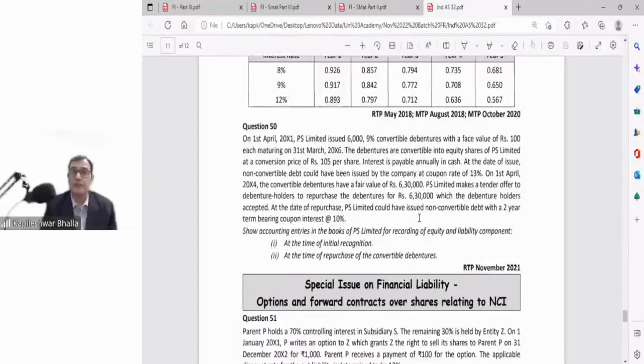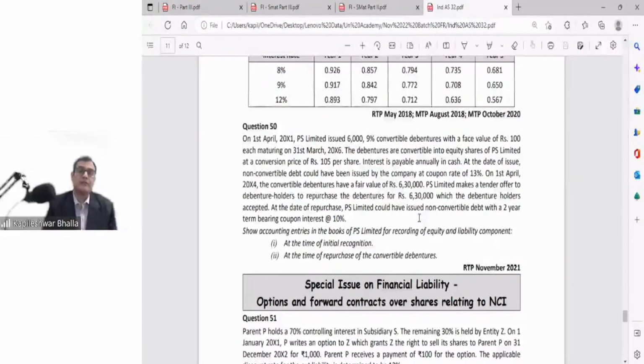Then he says on 1st April X4, which is just 3 years later, the convertible debentures have a fair value of 6,30,000, and the company PS Limited makes a tender offer to the debenture holders to repurchase at 6,30,000, which the debenture holders accepted. So it's a case of early redemption. The life of the instrument was maturing in March X6, but they made an offer on 1st April X4, and the debenture holders accepted early redemption.